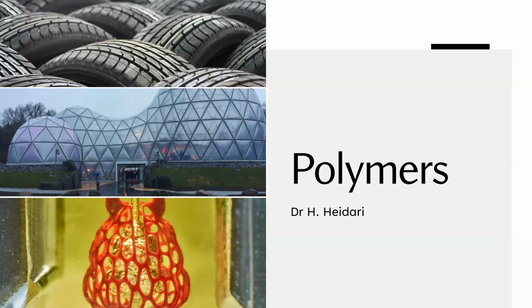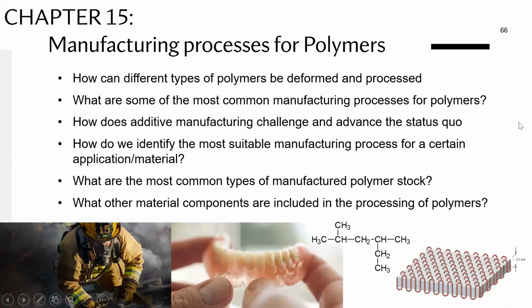Also, throughout this manufacturing process, you can improve or enhance the properties of these polymers, similar to what we had in thermal processing and annealing last week. So the third week is going to be focused on different types of manufacturing processes to reshape polymers. We're going to look at how different polymers could be reshaped and deformed.